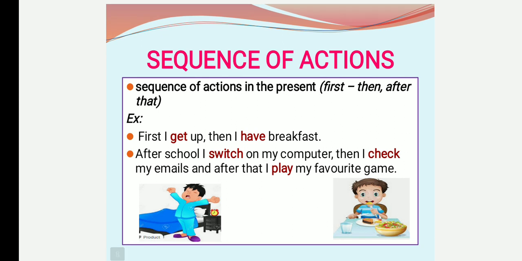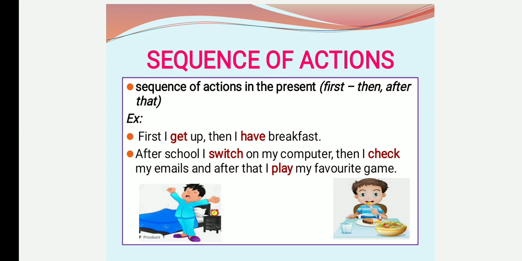Sequence of action. What is sequence of action? The action that is going to happen first, then after. So what I can do now, what I can do next. To represent those things, we have to use only the present form of the verb. Let us see the example. First, I get up. That means first I wake up from my bed, then I brush my teeth and have my bath, and then I have breakfast. After taking my bath, I have my breakfast.